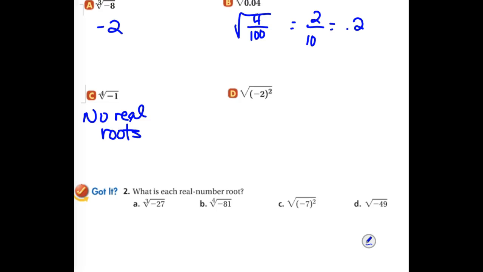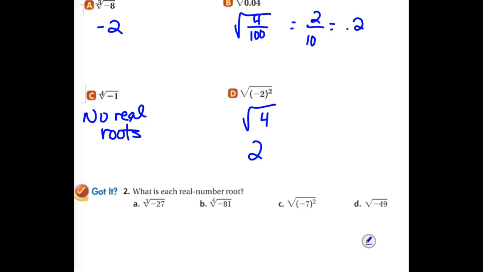Yeah, we have a power inside the radical symbol. I want you to think of working from inside the radical symbol out. So what happens when you take -2 and square it? We get a positive 4. So it's really saying, what is the square root of 4? And your answer, notice, is just a positive 2. Okay?